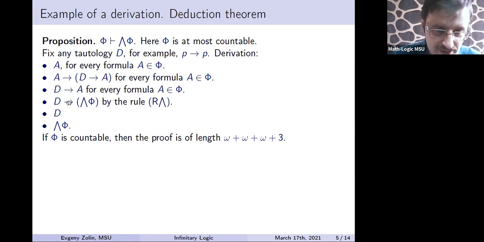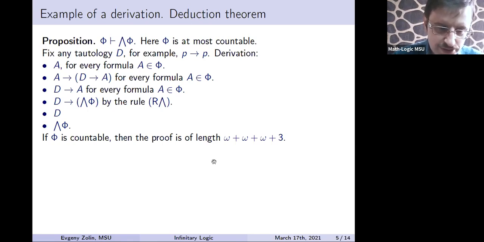And then we have step omega plus 1, omega plus 2, omega plus 3. So the same derivability can be shown by a derivation of omega plus 3 steps. And of course, we cannot do this better. We must have omega steps, of course. And the last 3 steps are seemingly essential. We need them. We can't remove anything here. Okay, so this is an example of an infinite proof, an infinite derivation.